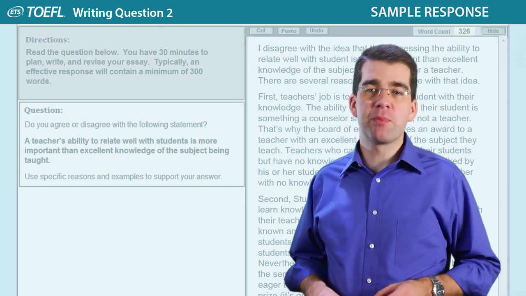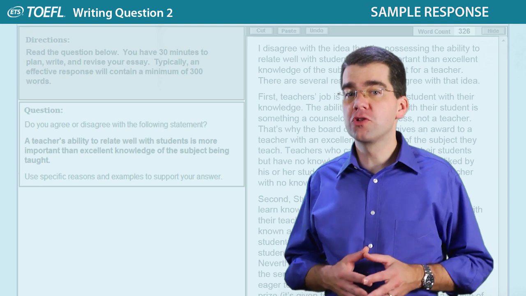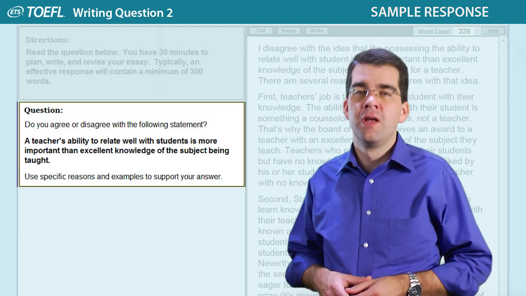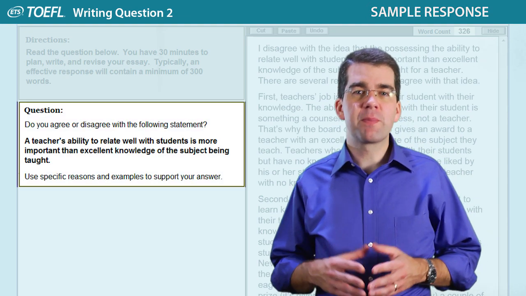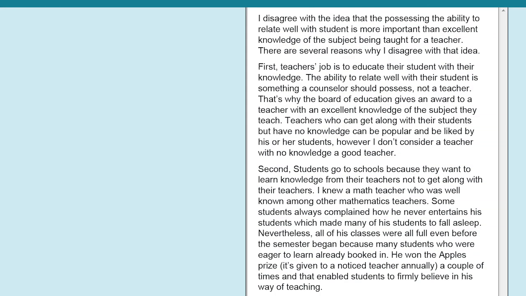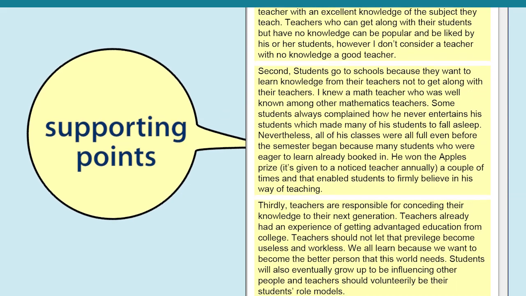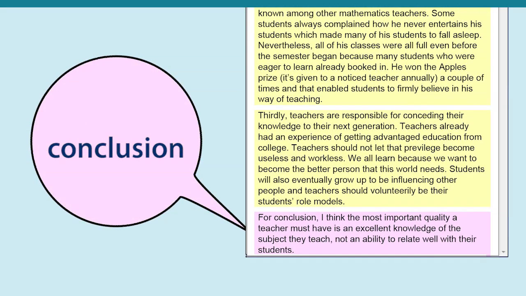Now let's look at a sample response to give you an idea of what a good essay looks like and what our raters look for when they score. This essay was responding to the topic about teachers that received a score of 4 on a 5-point scale. This essay has a very traditional structure. It gives the writer's point of view in the first paragraph, then has 3 paragraphs of supporting points, and then a concluding paragraph.